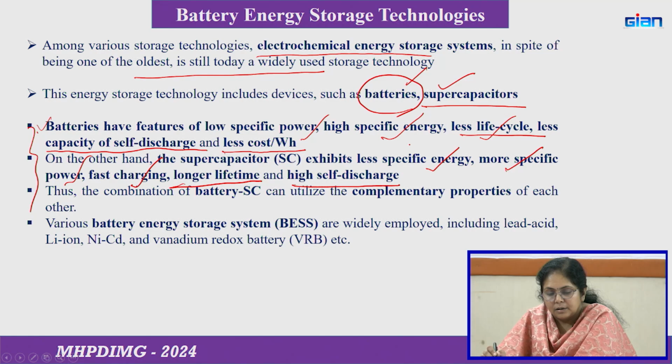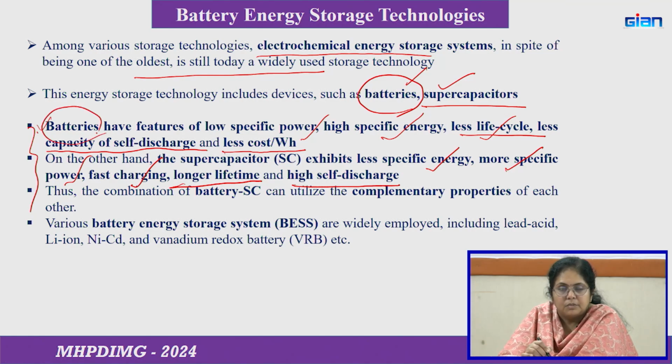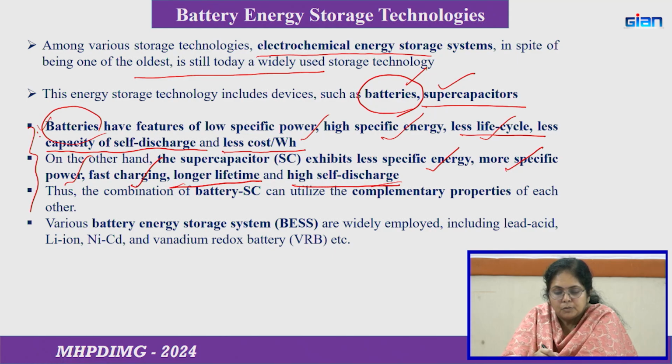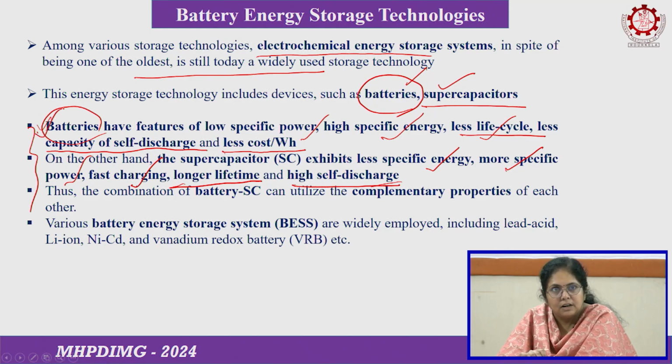For a longer duration we can use the battery, and if I use the battery and supercapacitor together, it forms a hybrid energy storage system. The supercapacitor is used for a shorter duration, that is, for transient operation, so we can improve the battery life. For steady-state operation we use batteries, and for transient operation we can choose the supercapacitor.